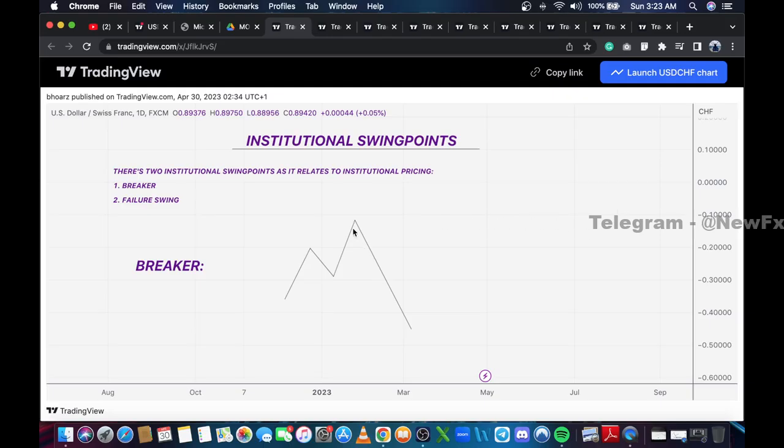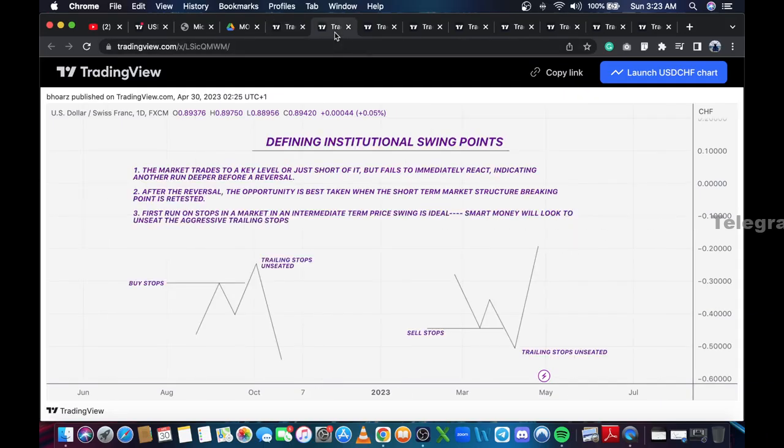So we're going to go to the next slide and define in a little more detail what a breaker block is. We're going to discuss the anatomy of a breaker block. When you get an institutional reference point at a premium, we're going to use a bearish breaker block for this example, meaning we're looking for a reversal swing high in price.